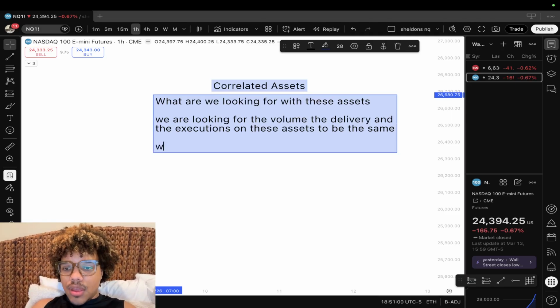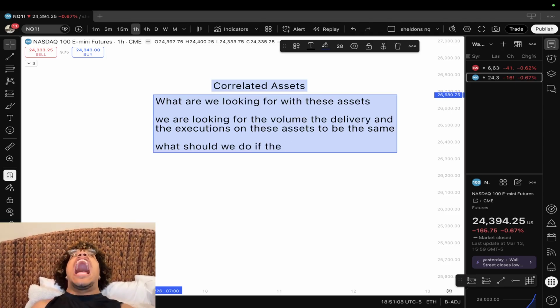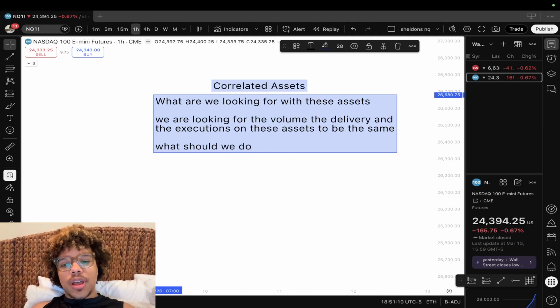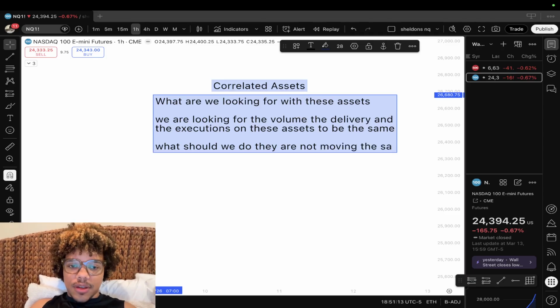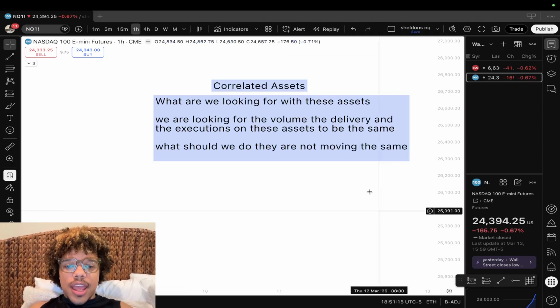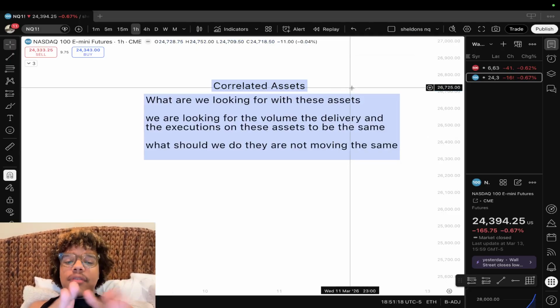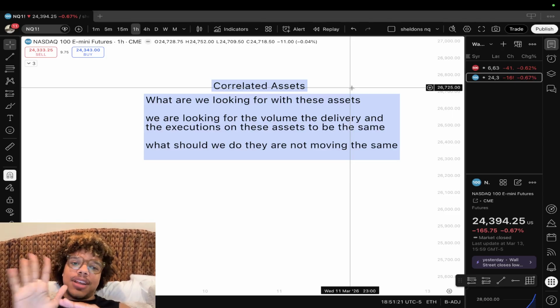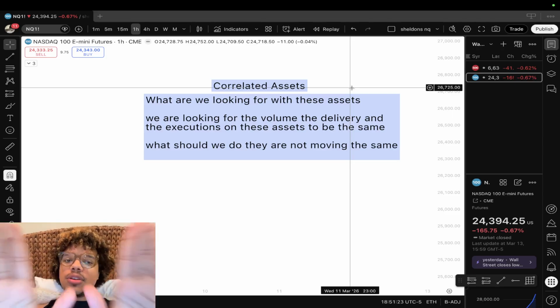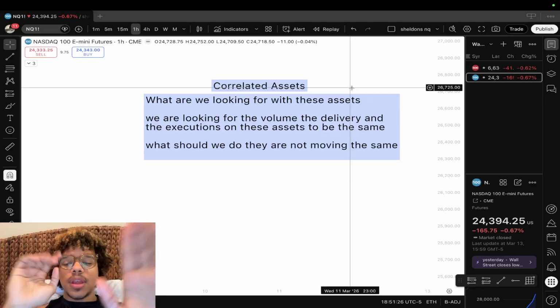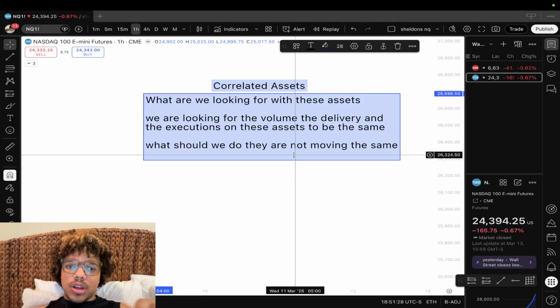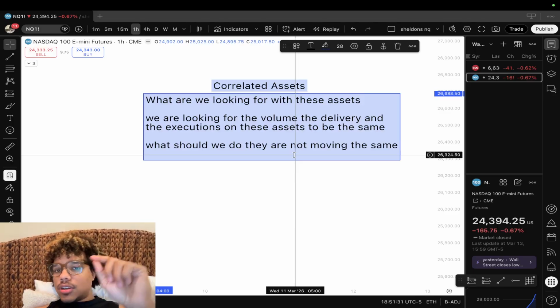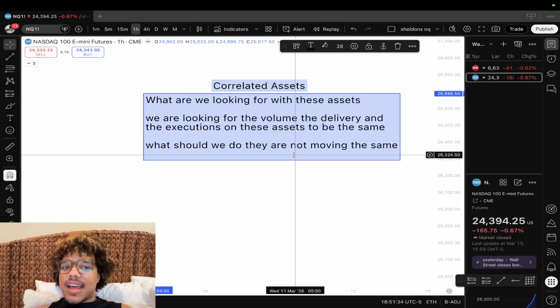So what should we do if they are not moving the same? If you're trying to take a trade and you have these two things on a split screen, for me on TopStep I have my NASDAQ right here and my ES right here. I know you can't see where I'm pointing, but you get the gist. If I am trying to enter a position on the NASDAQ and I look to the other side of my screen and ES is doing the exact opposite of what I'm trying to do, I am not going to enter that trade no matter what.